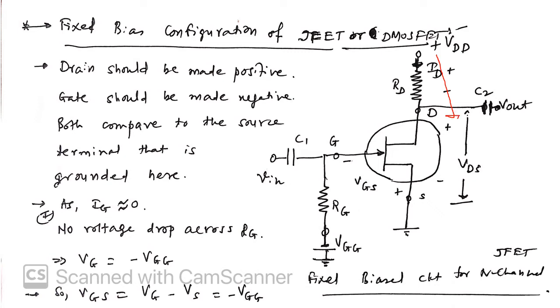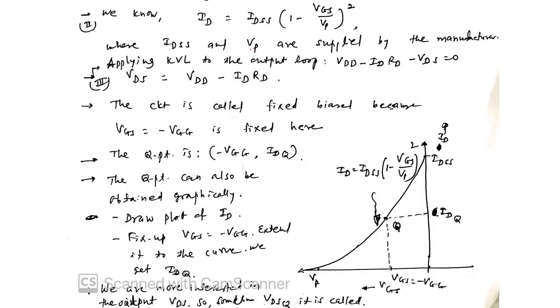That is VDD minus ID into RD minus VDS is equal to 0. That gives VDS is equal to VDD minus IDRD. So we have been able to find VGSQ, IDQ as well as VDSQ. These three quantities we have found. We have found the operating point VGSQ and IDQ, and corresponding to that, we have also found the output voltage.